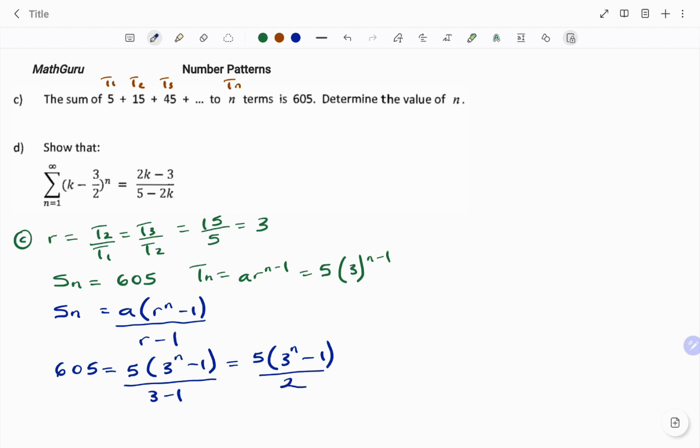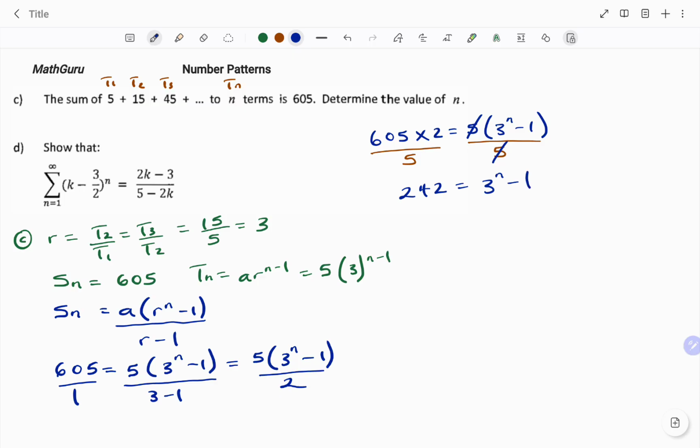If I cross multiply, what I'm going to have is 605, this is over 1, so I'm going to have 605 times 2 equals 5 times (3^n - 1), and dividing both sides by 5, I have 5 and 5, 1. So on my left hand side, 605 times 2 divided by 5 will give me 242 equals 3^n - 1.